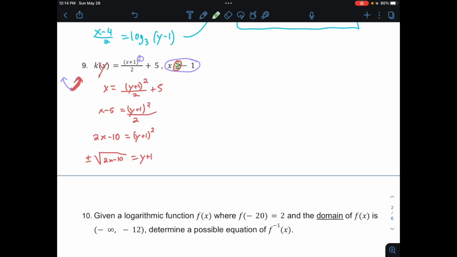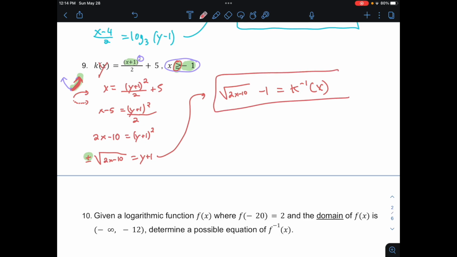But based on my domain restriction, x greater than or equal to -1, that's the x-coordinate of the vertex. That's the positive half of my parabola, which corresponds with the positive square root. Negative square root's down here. We don't want that. So we're only taking the positive root. So we'll take the positive square root of 2x minus 10, minus 1, is equal to y, or in this case, k inverse of x. I don't need to add any domain restrictions because I just did that. I only took this positive part. That takes care of my domain problems or range problems or whatever, and we're happy.